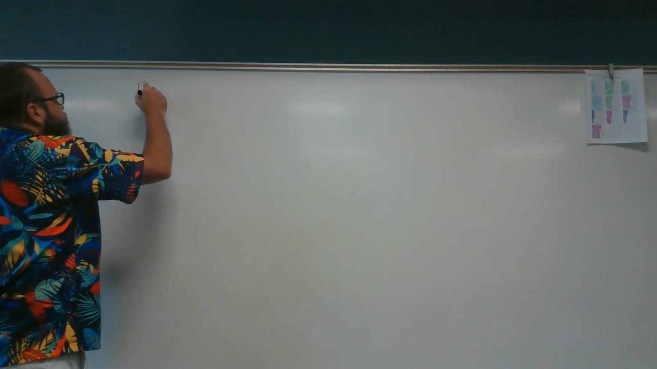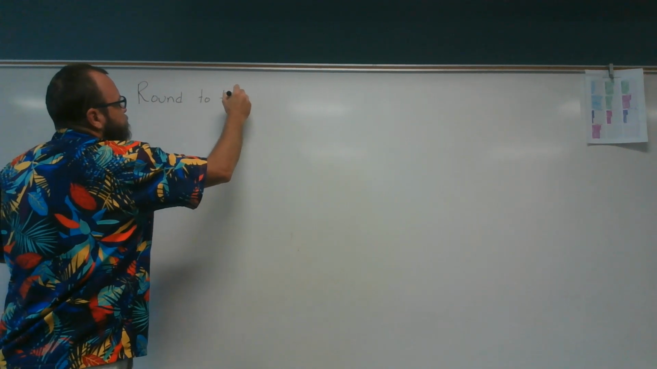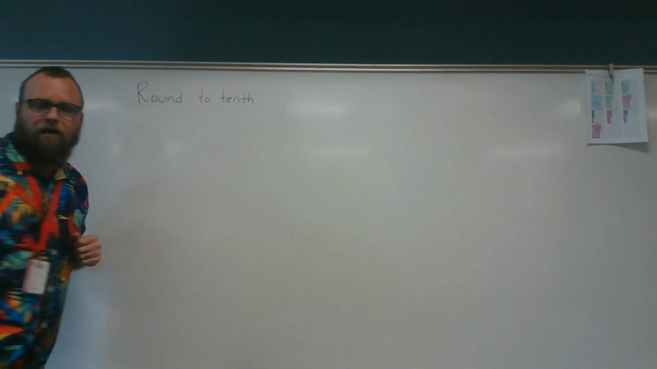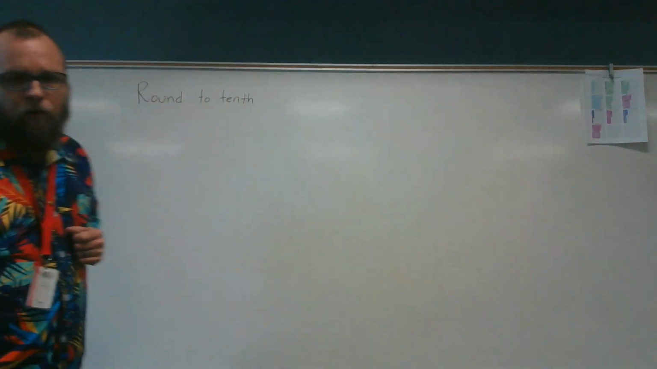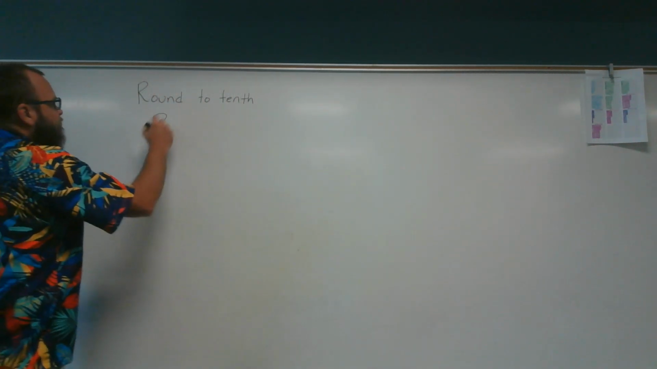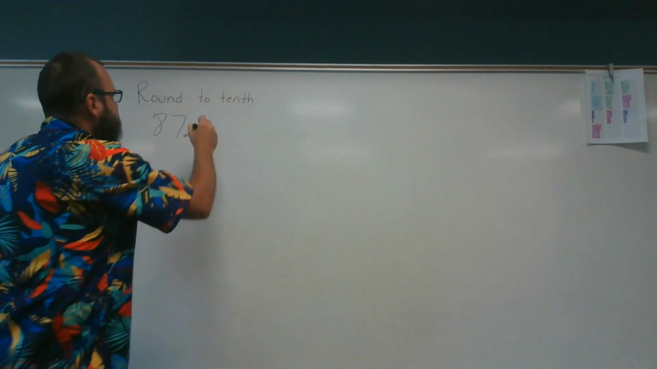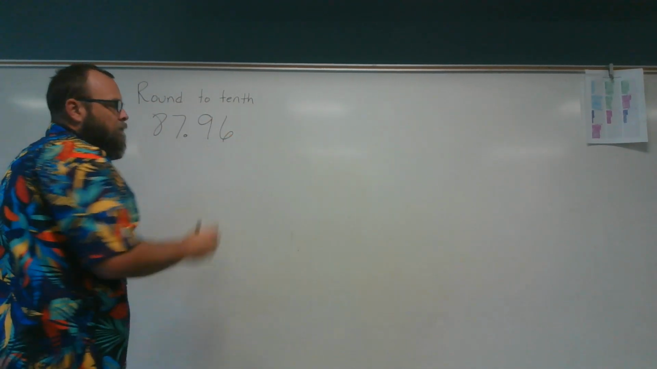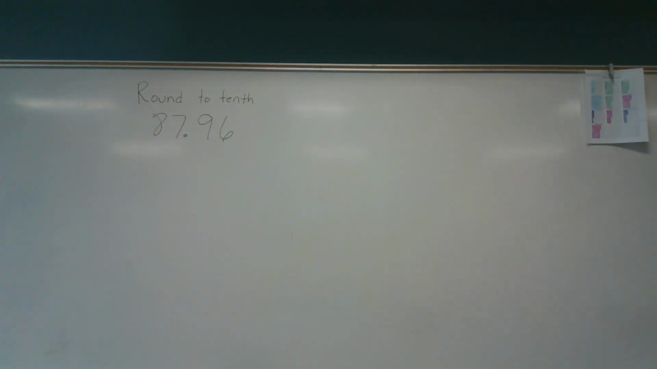So we're going to round to the nearest tenth. I'm giving one example. Rounding to the nearest tenth, we're going to get 87 and 96 hundredths. We're going to round this to the nearest tenth.